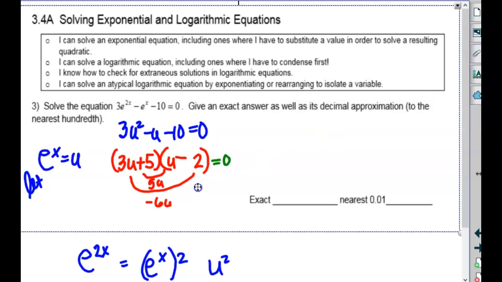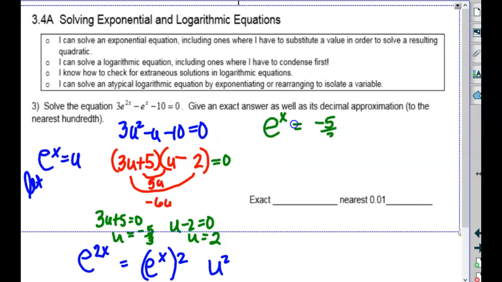Those are equal to 0. If we set them each equal to 0, 3u plus 5 equals 0, we get negative 5/3. And u minus 2 equals 0, we get u equals 2. Are we done? No. Can we get an answer from this?